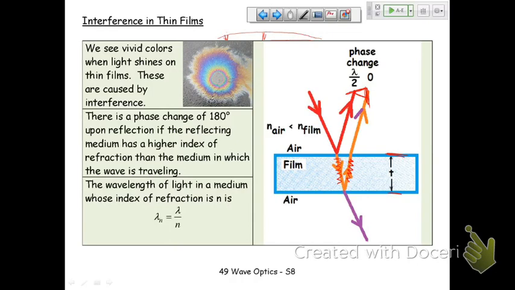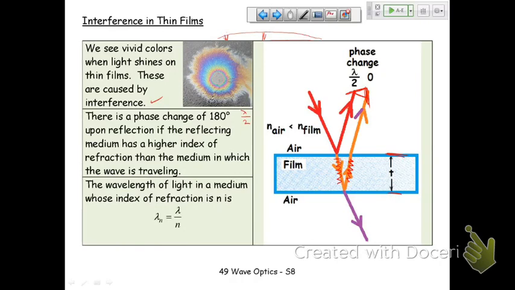So we need to work this out. What we say is we see vivid colors when light shines on thin films, and these are caused by interference. There is a phase shift of 180 degrees, or lambda over 2, upon reflection if the reflection medium has a higher refractive index than the medium in which the wave is traveling. We talked about both of those.